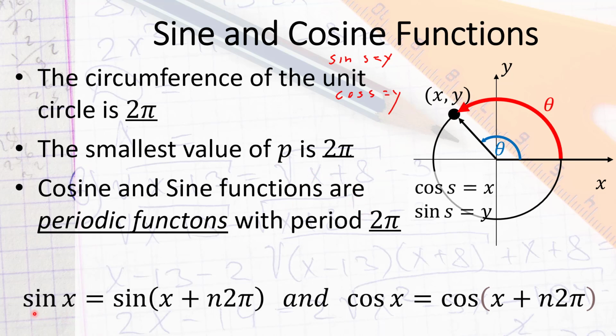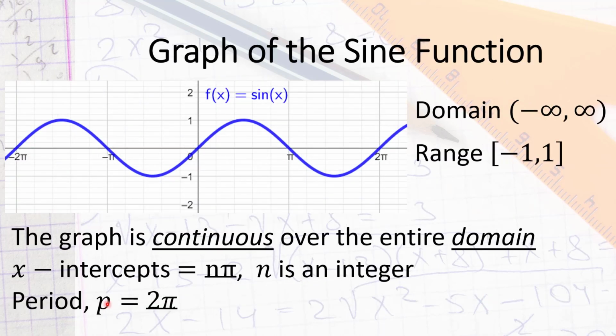As a consequence, it turns out that sine of x is equal to sine of x plus n times 2 pi, and cosine of x is equal to cosine of x plus n times the period, which is 2 pi, for any integer n. So sine and cosine actually are indeed periodic functions. And this is the graph of the sine function. This I actually did in GeoGebra, but notice that this is one period of the sine function, and it repeats every 2 pi. So its period is 2 pi.